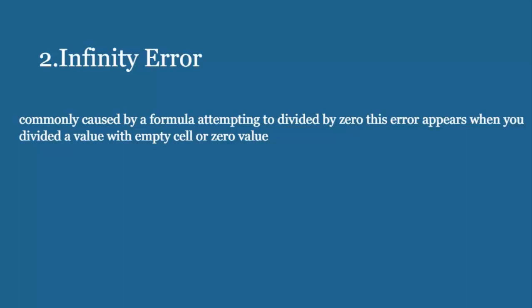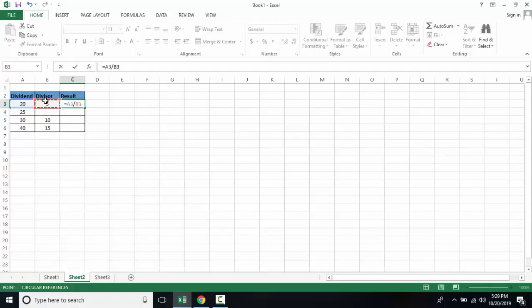And second error is infinity error, commonly caused by a formula attempting to divide by zero. This error appears when you divide a value with an empty cell or zero value. So here is infinity error in cell C4, which is divided by a blank cell. It means zero value in a cell.